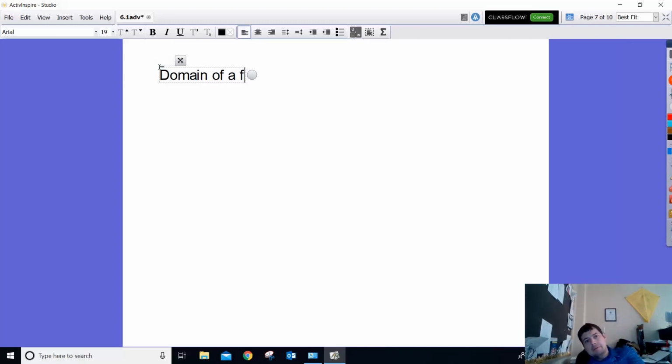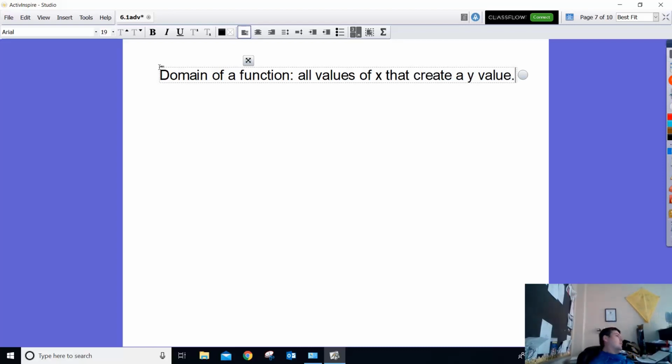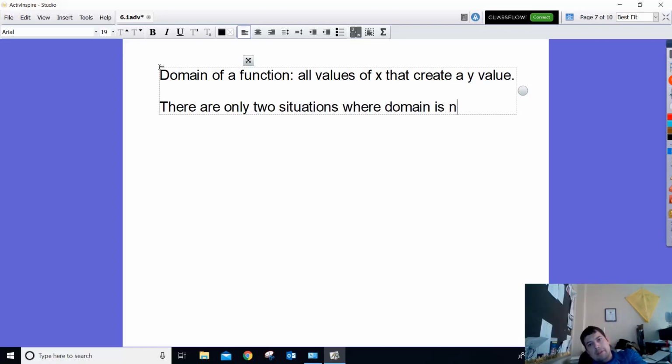Domain of a function: all values of x that create a y value. All the value of x has to do is create a y value. There are only 2 situations where the domain is not all real numbers, in other words, negative infinity to positive infinity.